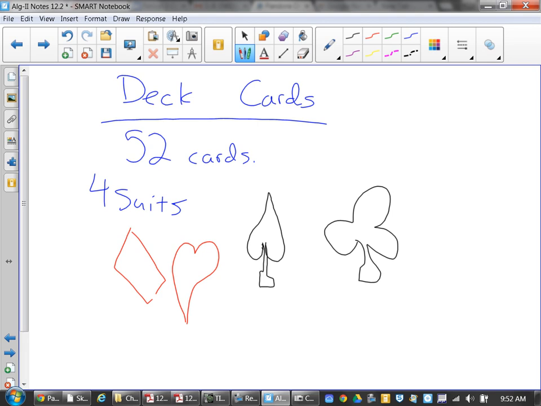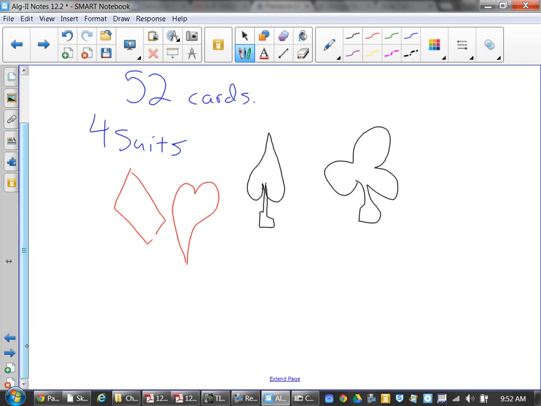One of the things you'll hear about is black or red. Half the deck is black, half the deck is red. That means 26 of each. I know, math is strong with this one. There are 13 cards in each suit. You have the numbers 2 through 10.